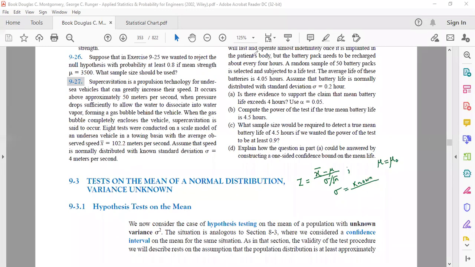Student's T distribution, or the student's T statistic, becomes very helpful to us when the population variance is not known to us. We do not have any idea about the population variance. Then we apply the student's T distribution, the exact sample test.